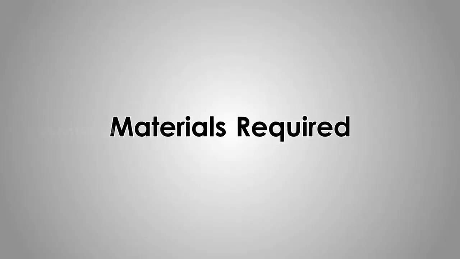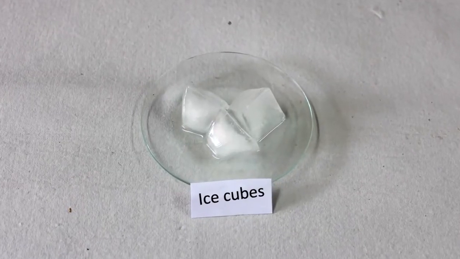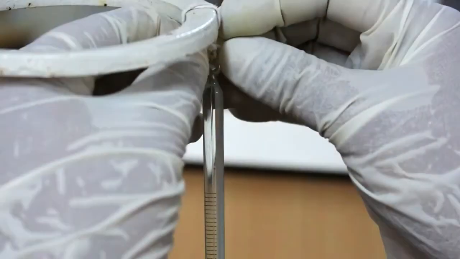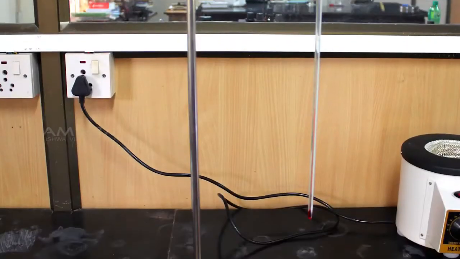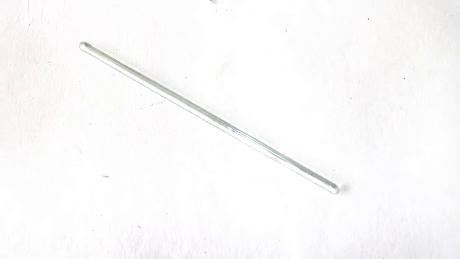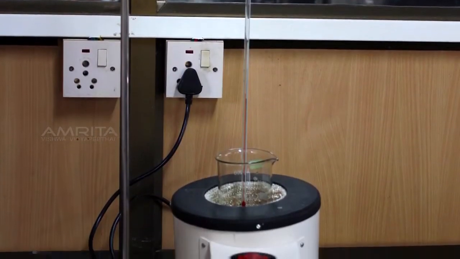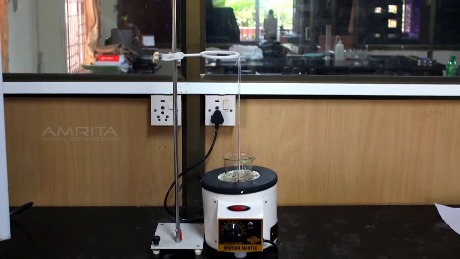Materials required: ice cubes, a 250 ml beaker, a thermometer suspended in a stand, a glass rod, and a heating mantle, which is used to control temperature and to get uniform heating.